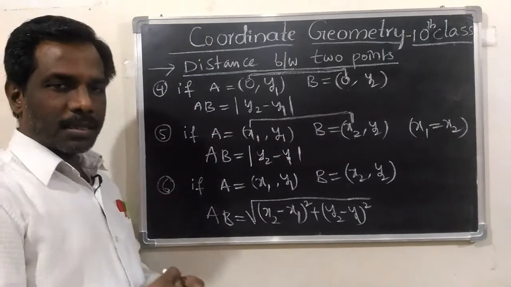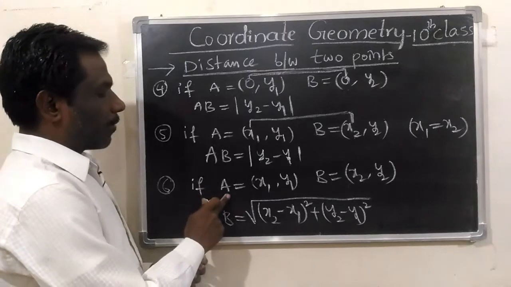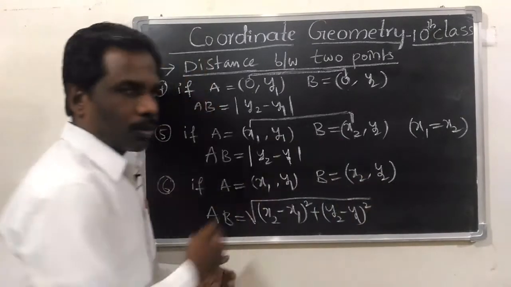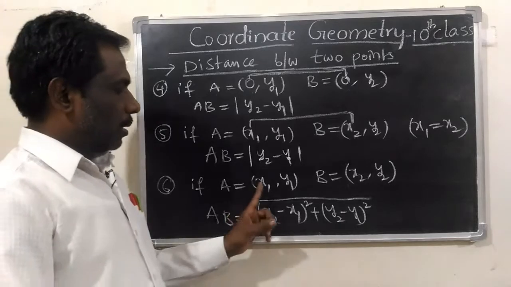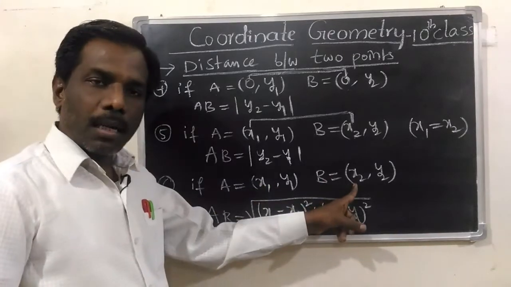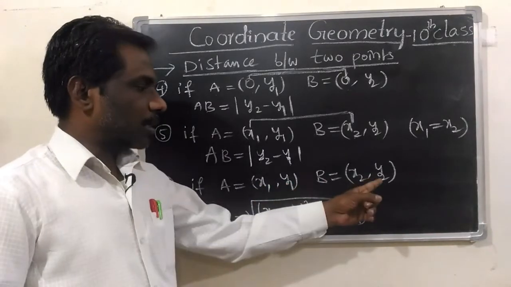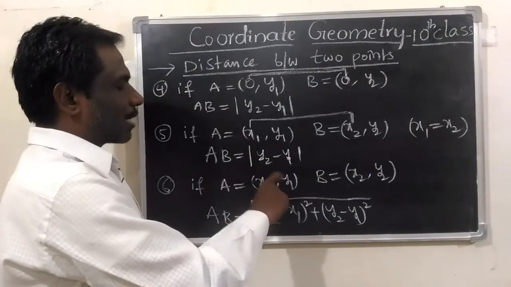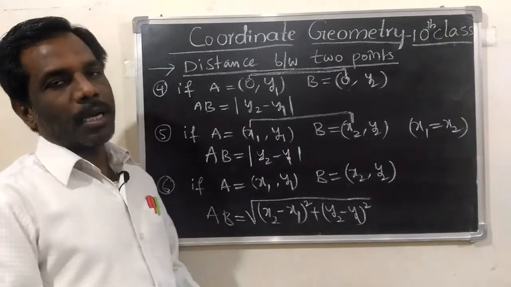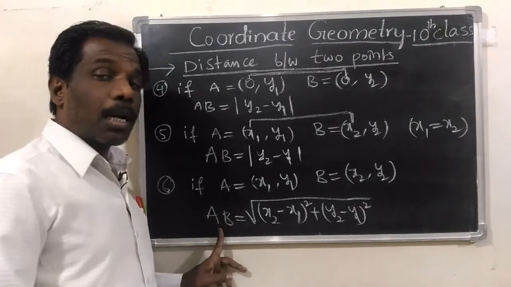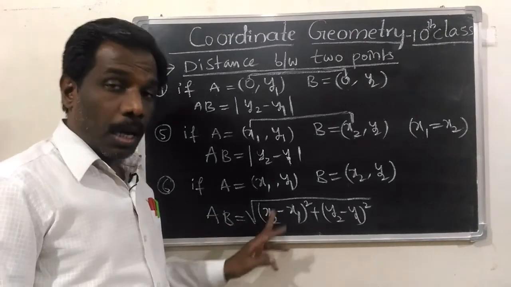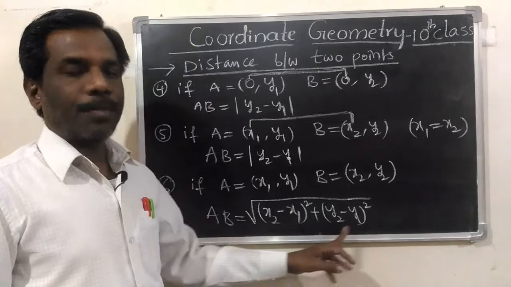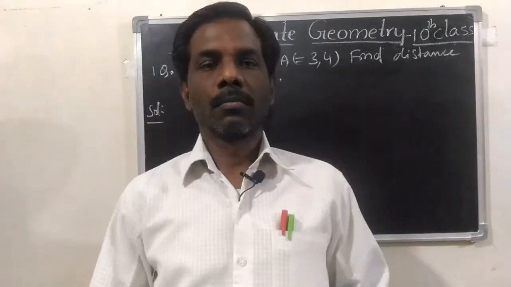And the last formula, the sixth formula. If A equals x1, y1, B equals x2, y2, and the x coordinates are not equal and the y coordinates are also not equal, when we have different x1, y1 and x2, y2 values, then we can use the formula AB equals under root of x2 minus x1 whole square plus y2 minus y1 whole square.